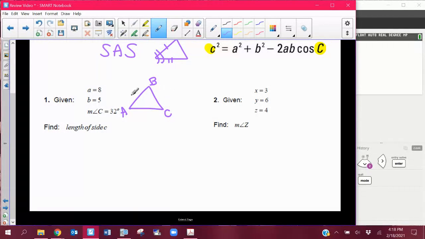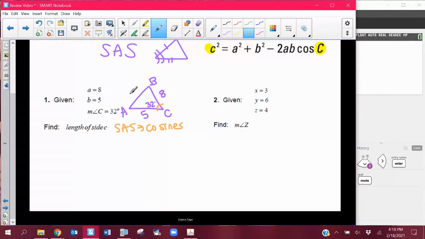It's easier to orient yourself and realize what you have if you have a picture drawn. So if I label this picture, I know this side, I know this side, and I know this angle. So immediately I can see I'm dealing with a side angle side triangle. I have 2 sides and the angle in between. So I'm going to use the law of cosines.